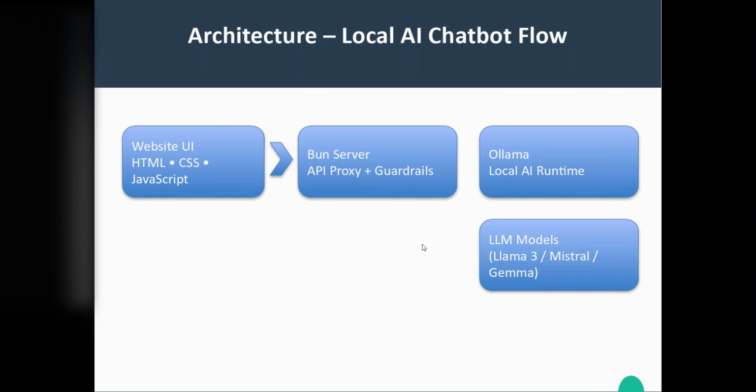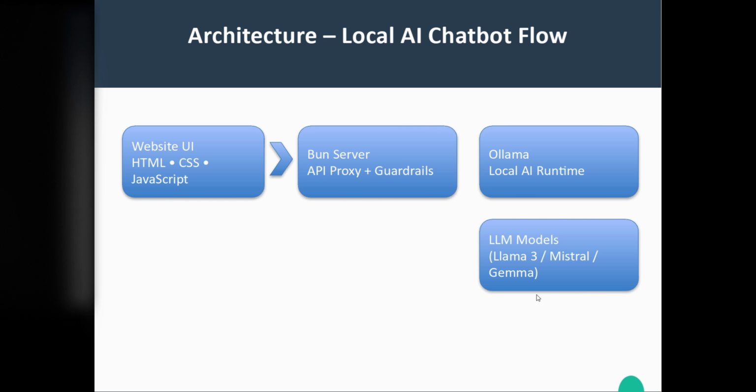Okay, so what is the architecture here? In the front end, the website, you have HTML, CSS and JavaScript. Behind it, it's going to call the Bun server, that is the API proxy. You can write the guardrails there, and it's going to call Ollama, that is the local AI runtime. You can move it to your server. Then Ollama behind the scenes is using an LLM. Which LLM? You have to choose: either Llama 3, Mistral, or Gemma 3.